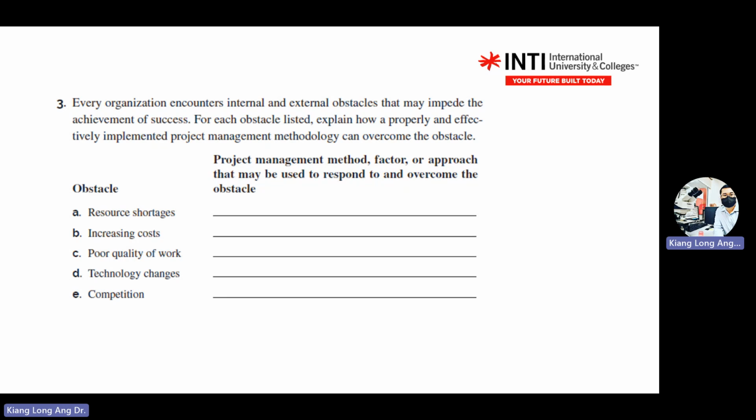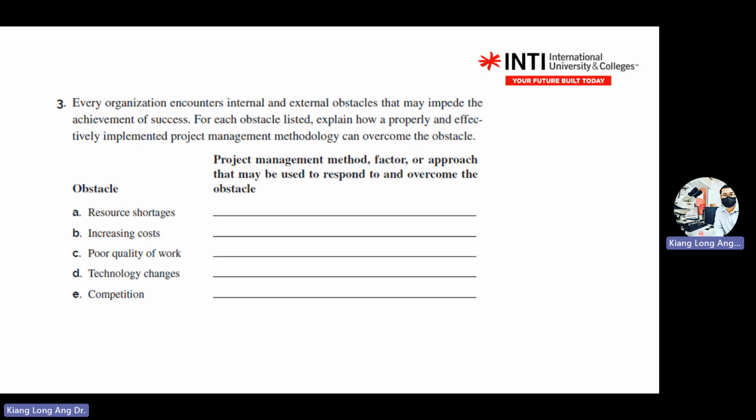Okay. All right. Now number 4, technology changes. I give you the answer. This one is phase end review. You do review. Phase end review means that at every stage, every phase you go, you have a review here. If you don't understand what this is, go back to the lecture slides.